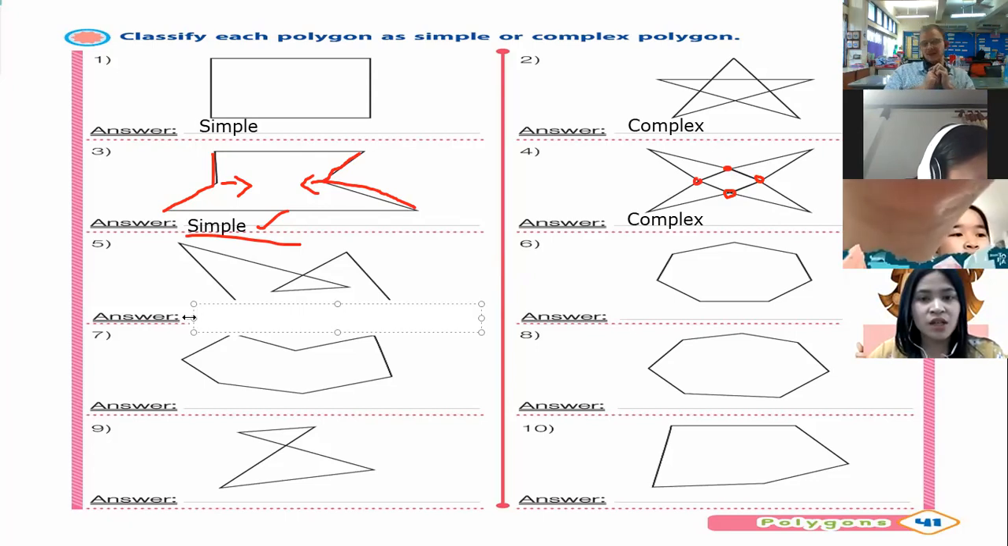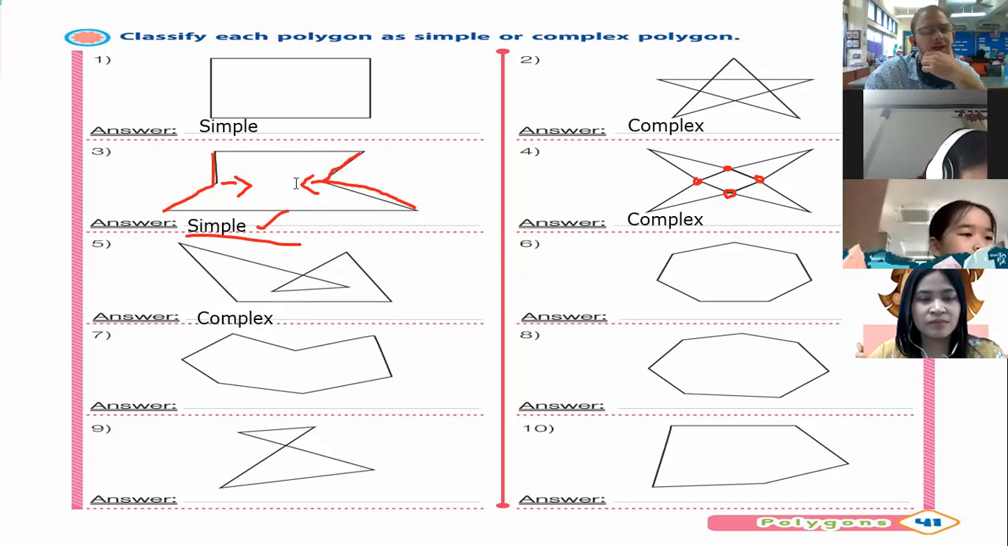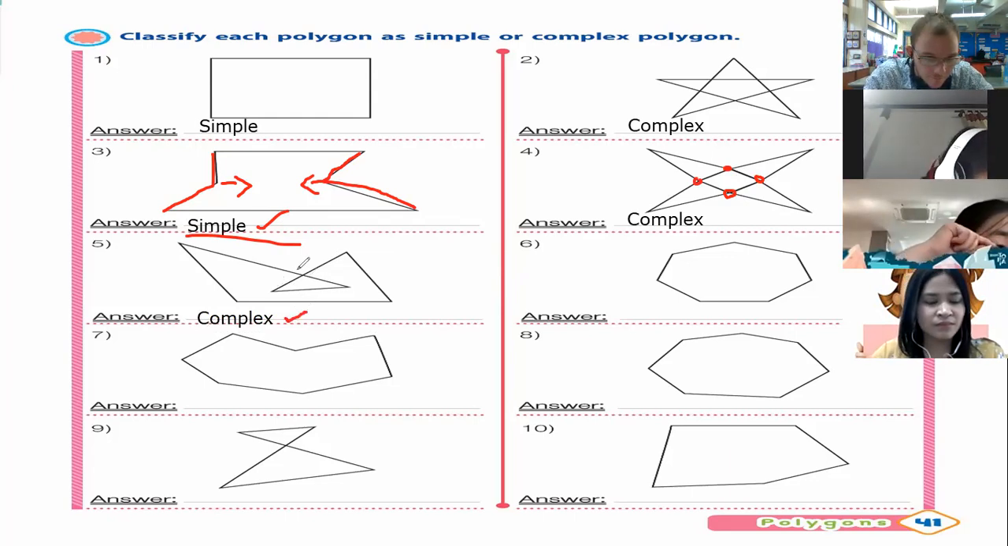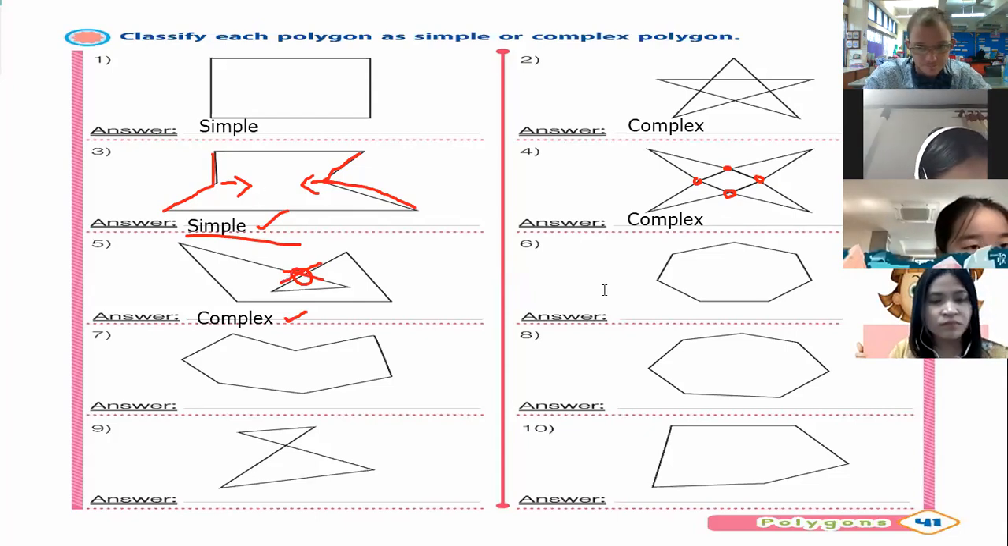Complex. Are you sure? Yes. Okay, let's write it down. Anyone else have an answer? Complex or simple? Who can tell me? Yay, this is 100% correct. Because look here, they are crossing. The lines are crossing, going through here and going through there. Complex if they cross. What about number 6?